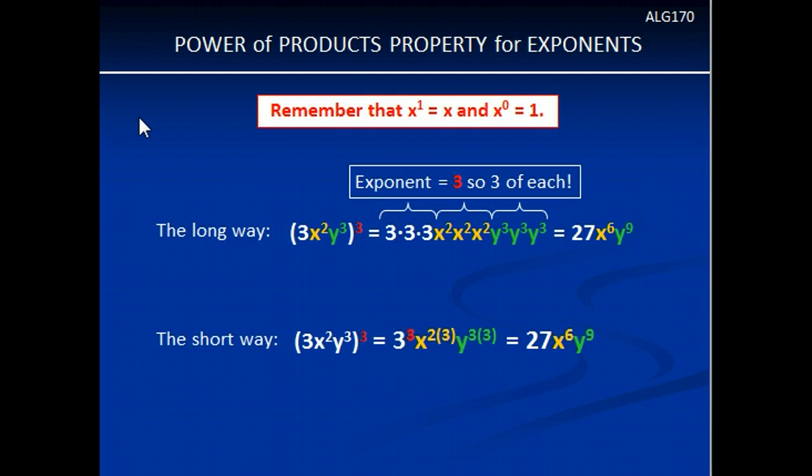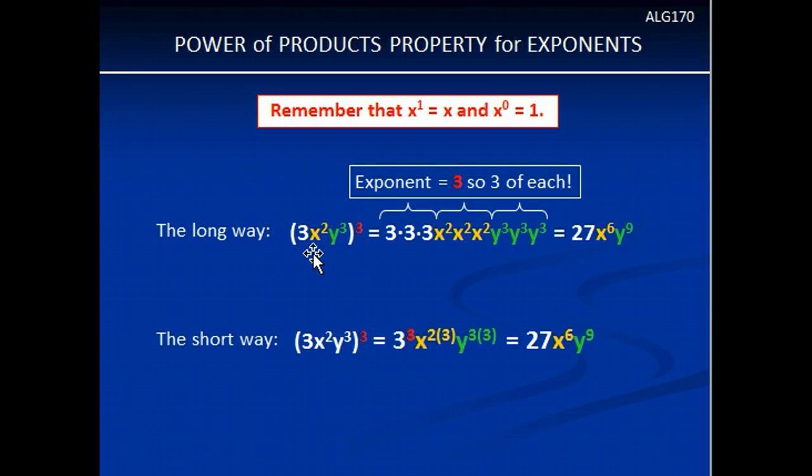Don't forget when you're doing these that x equals x to the 1, and that x to the 0, or anything to the 0 power, equals 1. So look at it the long way. What this actually says is everything inside this parentheses is going to be to the third power. That means there are 3 of each. So it's going to be 3 to the third, or 3 times 3 times 3.